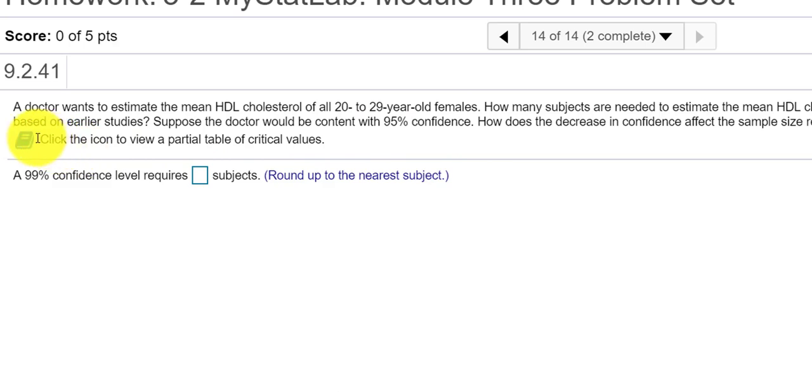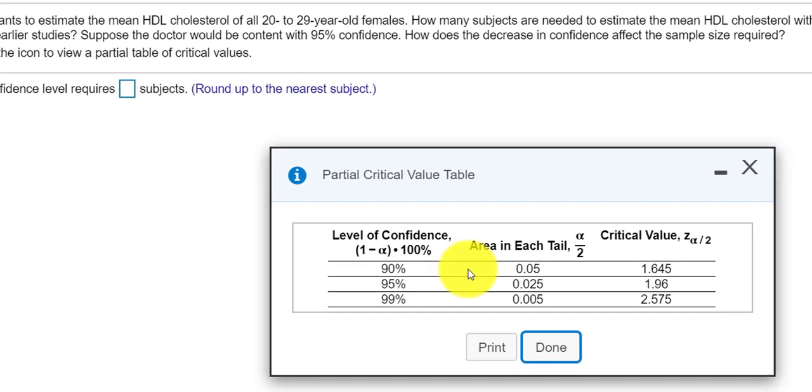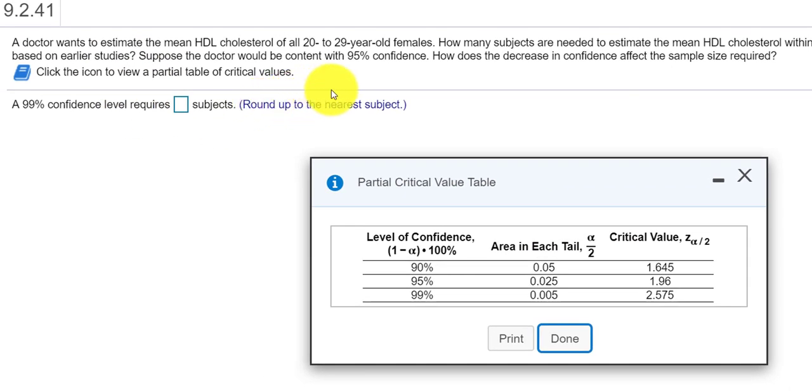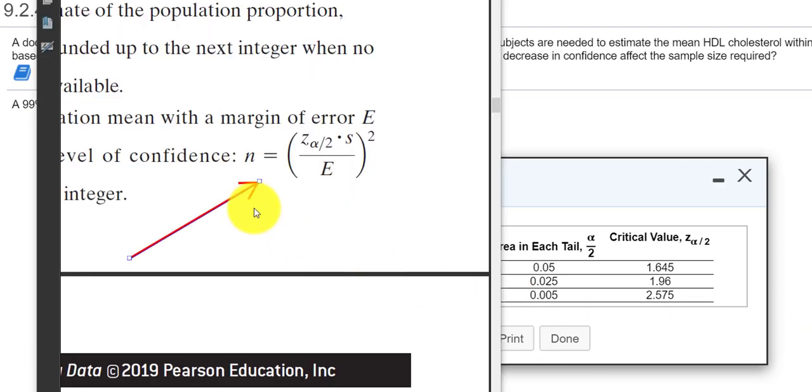So let's see. They give us some information here, this alpha over 2, and they give us the critical values for 99% confidence and 95% confidence. That's helpful. To figure out how many people we need for 99% confidence, I have a formula I'd like to show you. We can use this formula to calculate N, the number of people or the sample size.